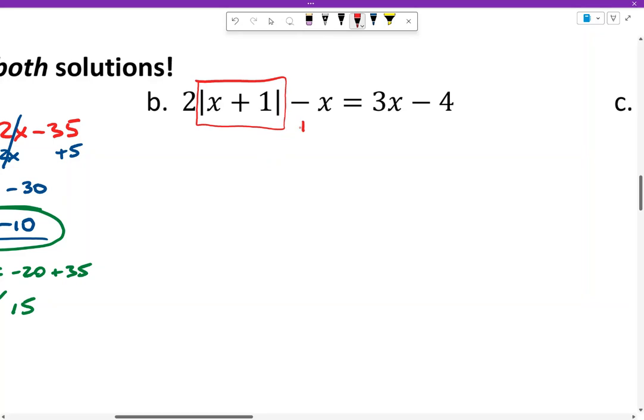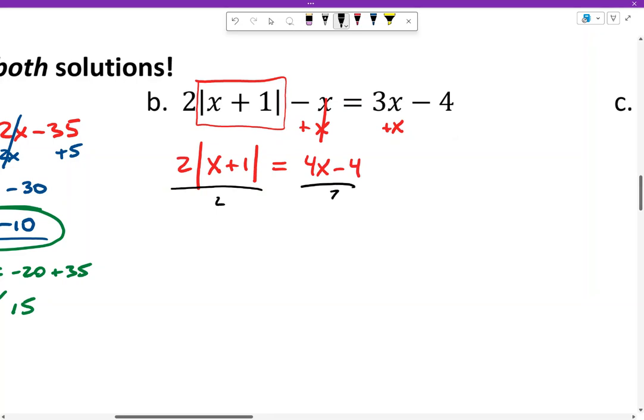So first we're going to add x to both sides. But we'll also divide everything by 2. But I guess we'll do that in a second. So 2 absolute value of x plus 1 equals 4x minus 4. And now we need to divide everything by 2. So I end up with absolute value of x plus 1 equals 2x minus 2. And now I'm able to write my two cases.